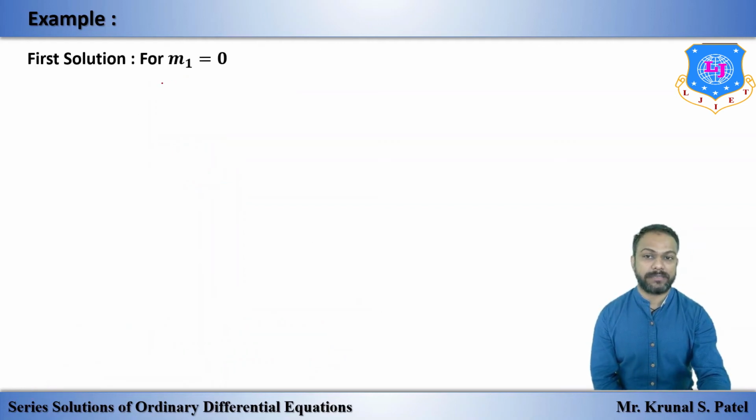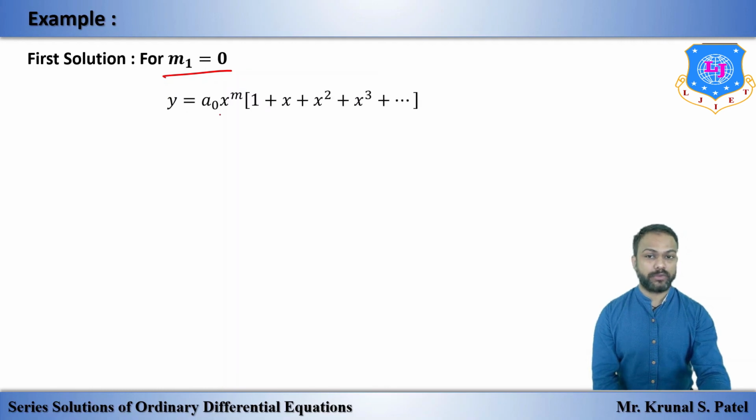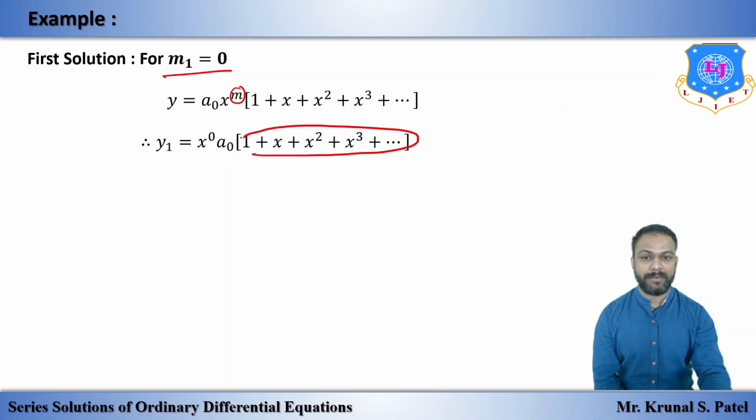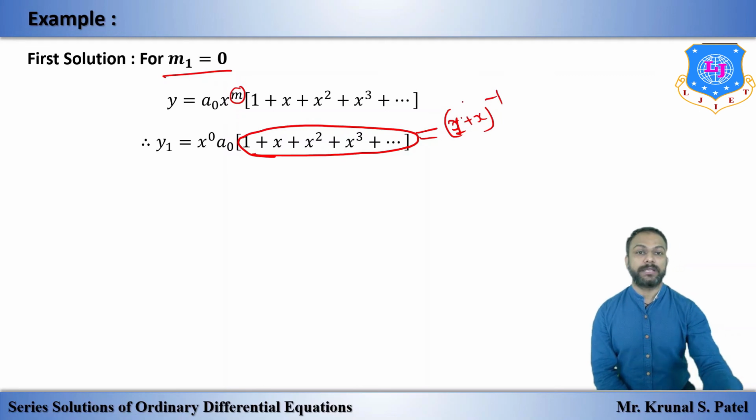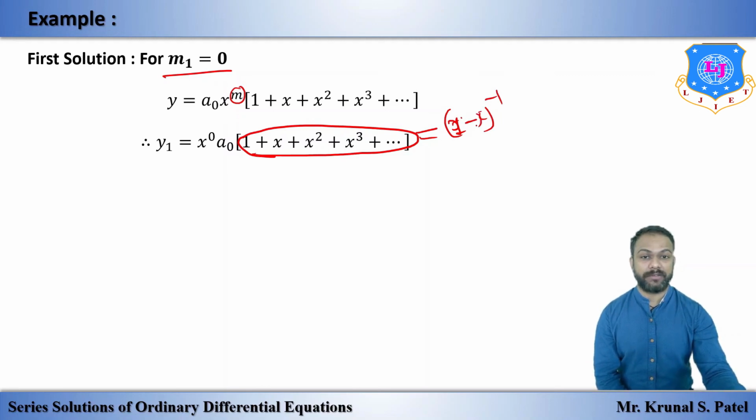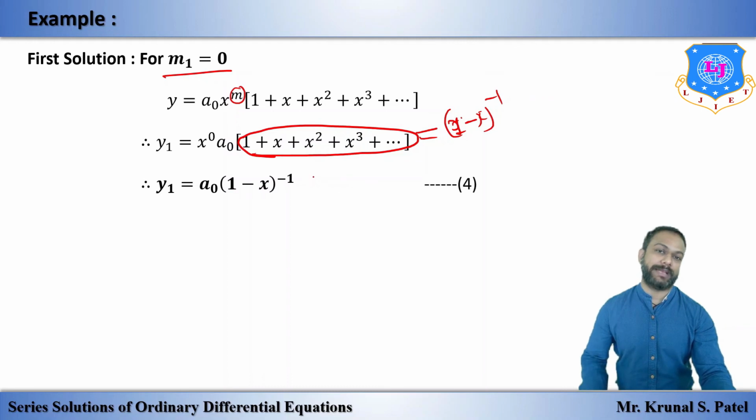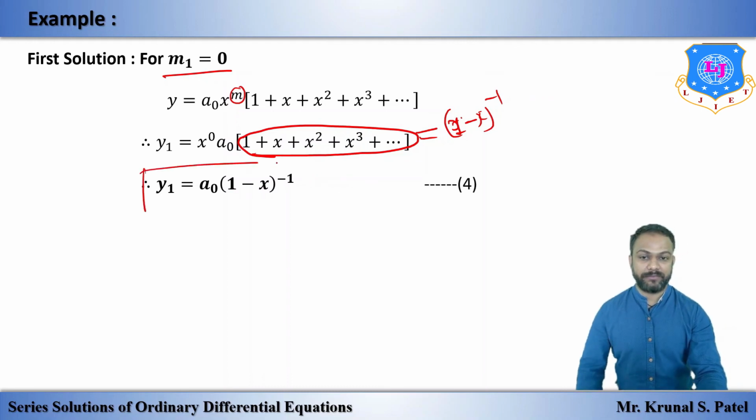So the first solution is just by putting m1 equal to 0, as in case number 1. So y is equal to a0 x to the m, which is our last answer from the question, and we'll put m1 equal to 0 here. So x to the 0 becomes 1, so we have a0 times this. Now we know that this is a standard binomial series. We can say this is 1 plus x, or x plus 1, raised to minus 1. Because every time the sign is plus, so here it is 1 minus x raised to minus 1. Okay, so this is our y1 final solution.